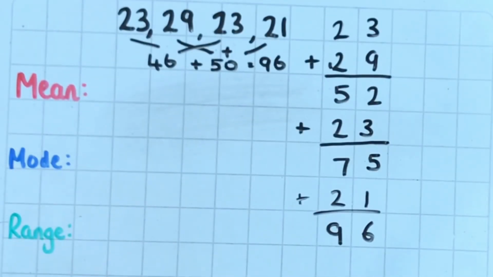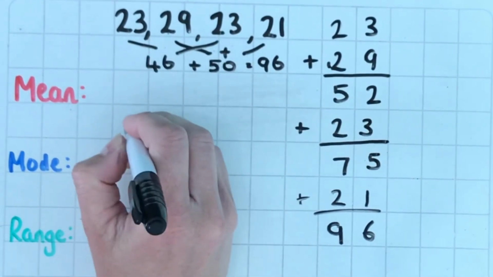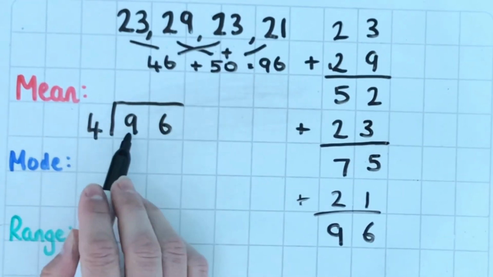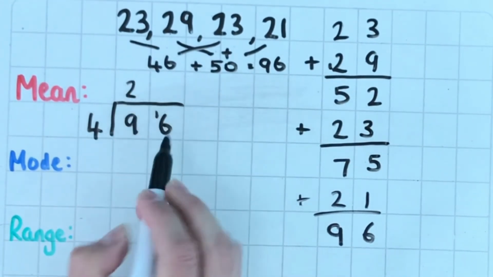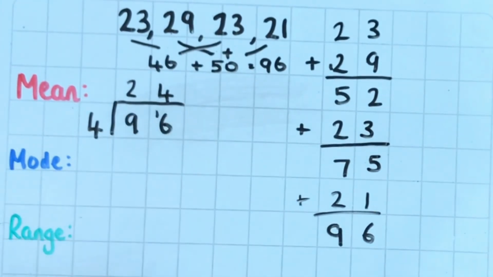So same answer. The next step then is to divide 96 by 4 because you've added 4 numbers. So again, you could do it in your head or you could do the formal method. So I'll just show you the formal method. 9 divided by 4 is 2, carry over 1. 16 divided by 4 is 4. So your average is 24.